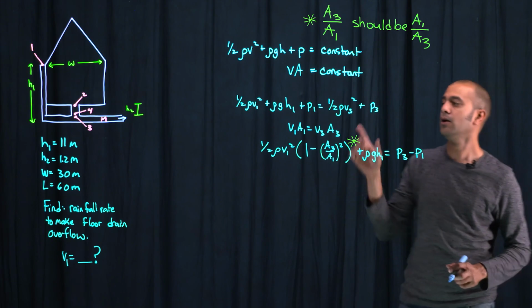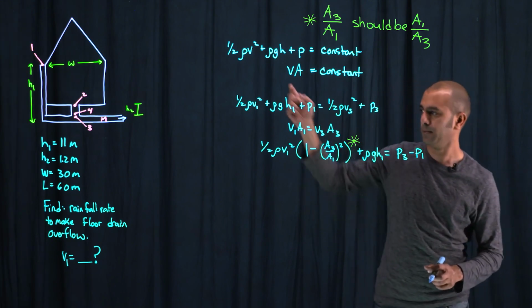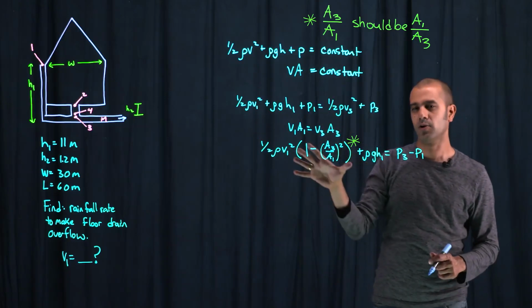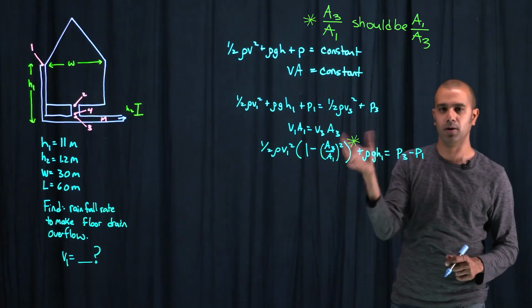So on your own, again, do the same thing. Apply Bernoulli's principle between points 2 and 4. Write down an equation and see if you can maybe get rid of some other quantities here. And we'll come back and take a look.